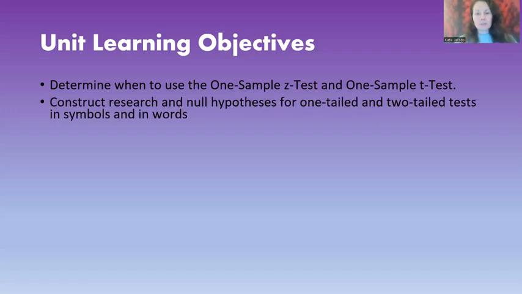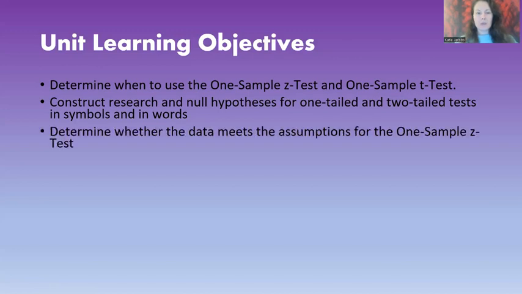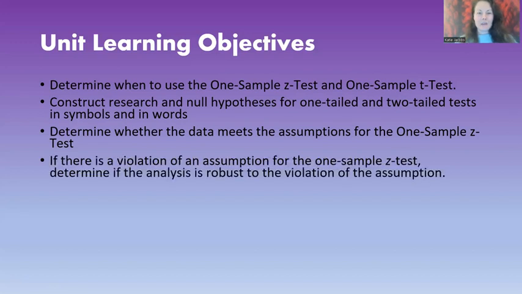I also want you to be able to construct research and null hypotheses for one-tailed and two-tailed tests in both symbols and in words. I want you to be able to determine whether the data meets the assumptions for the one sample z-test. I want you to determine if there is a violation of an assumption for the one sample z-test and determine if it is robust to violation of that assumption.